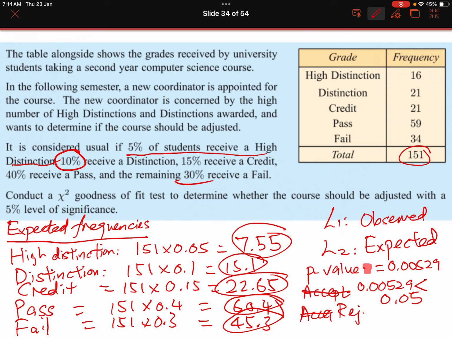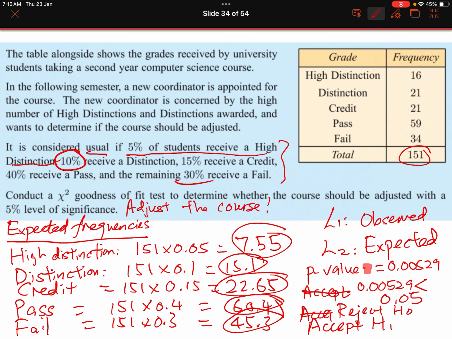reject the null hypothesis, which means that we will accept the alternative hypothesis, which means that should you adjust the cost? Of course you should adjust the cost. Because we're assuming that one of the probabilities will not be the same as what was meant to be considered usual, because we are accepting the alternative hypothesis. So in this case, the cost should be adjusted.